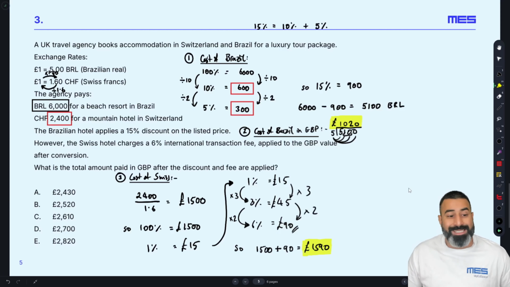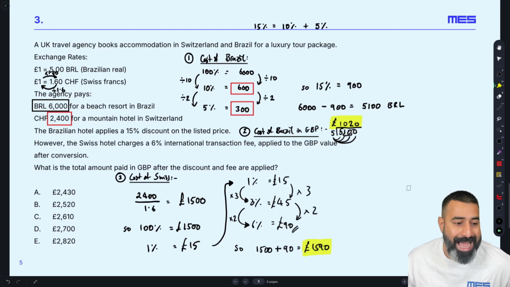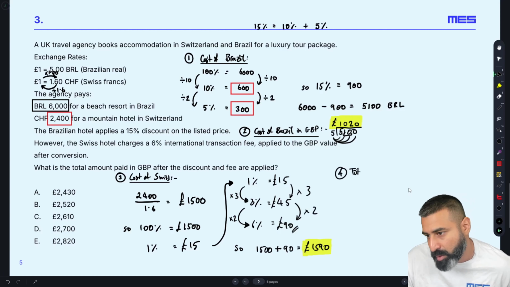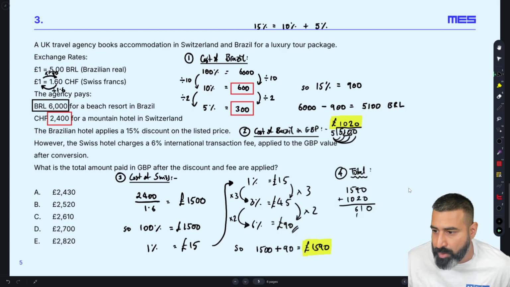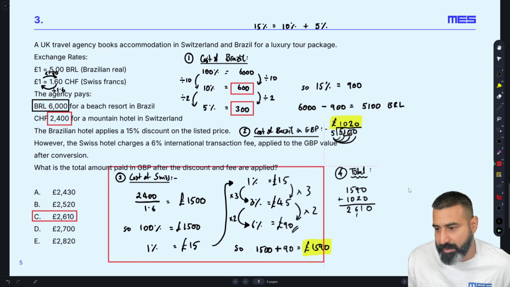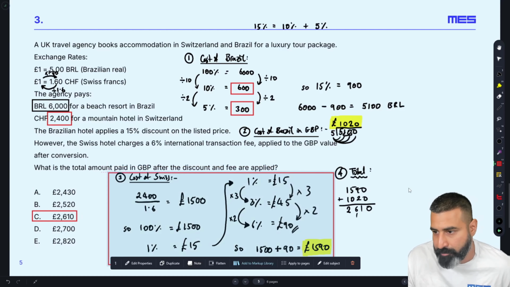Okay, so what is the total amount paid? So now we're just going to add these two up. Okay, we're getting there. So let's say the total is going to be 1590 plus 1020, so 2610 is the final answer. And I will box some of this for you, especially this stuff at the bottom. Cool. Right, there we have it. Sorted.